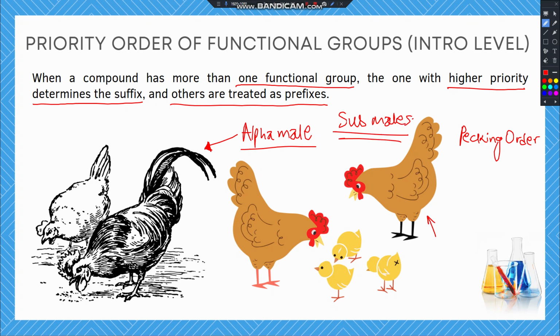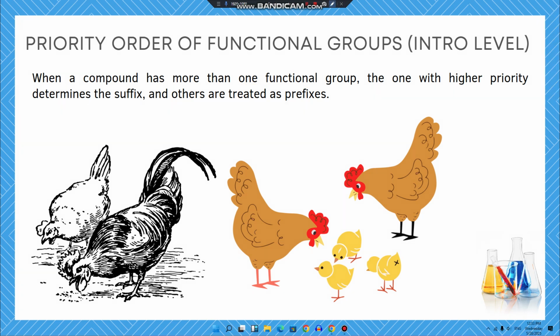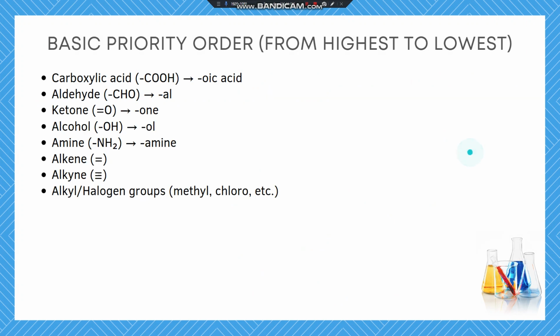Now I just brought that up to be able to explain the concept of functional groups. There are times in organic molecules where you have more than 1 functional group. What happens? One of them becomes the alpha male, or the one with the higher priority, and the other ones become the ones that will be treated as prefixes. Now let's see some examples to determine this.